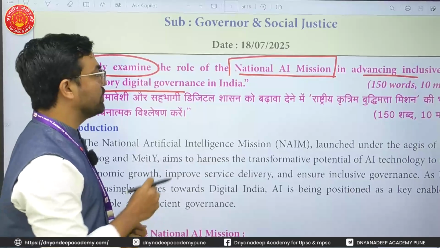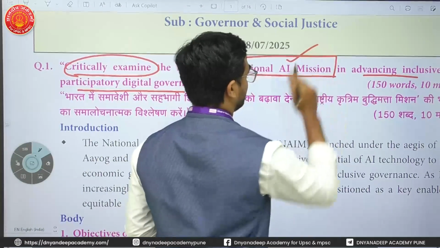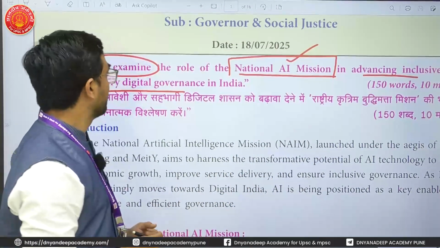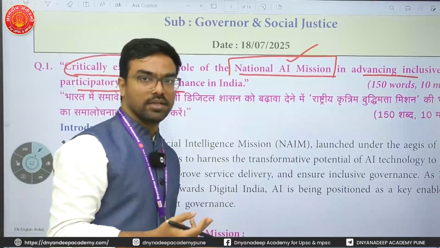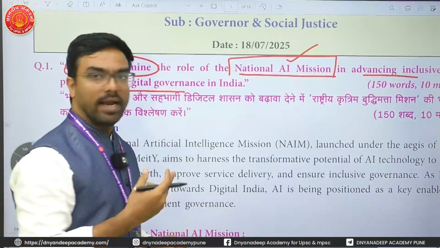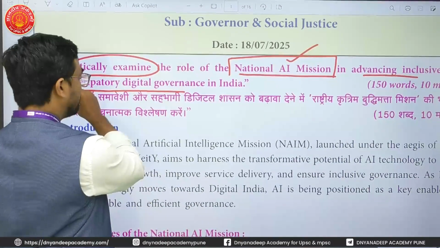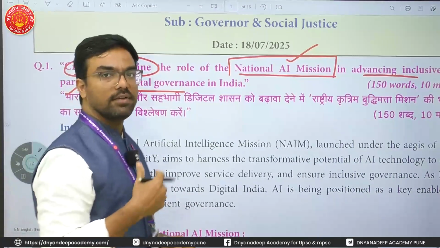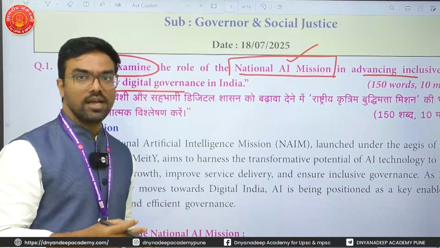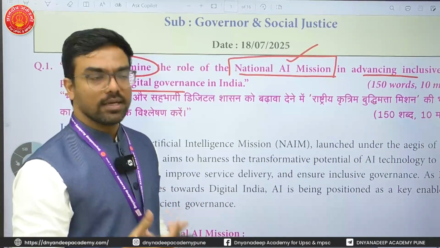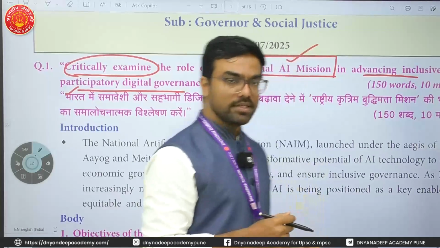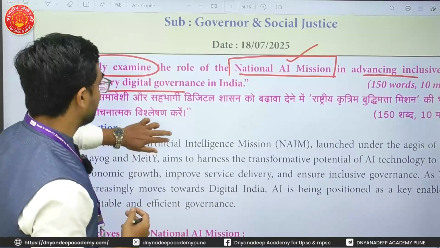So here, first of all, we should know what is National AI Mission and its features. And it is asking to critically examine. So first we have to write what are the advantages of National AI Mission in promoting participatory digital governance, second we have to give challenges, and third we have to write what reforms can be made. Now moving towards the main content.